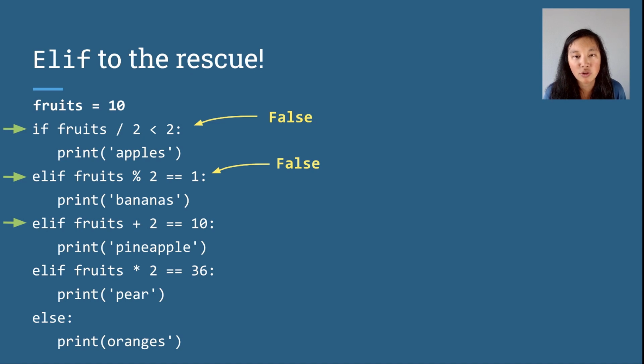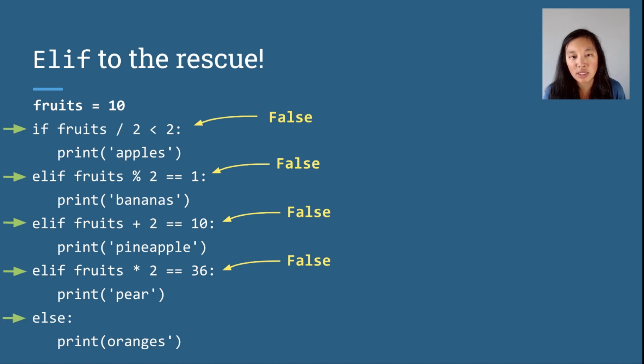which is fruits plus 2 equals 10. Fruits is 10, 10 plus 2 is 12. 12 does not equal 10, so this is also false. It's going to skip the code inside of it and go to the next statement. We see another elif statement, and this time we're going to do fruits times 2 equals 36. Fruits is 10, 10 times 2 is 20. 20 does not equal 36, so this is going to be false, and it's going to skip the code inside of this elif statement as well.